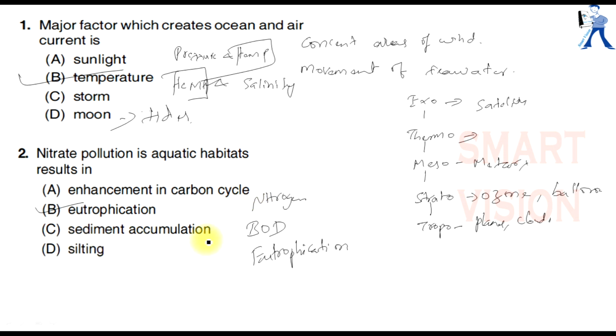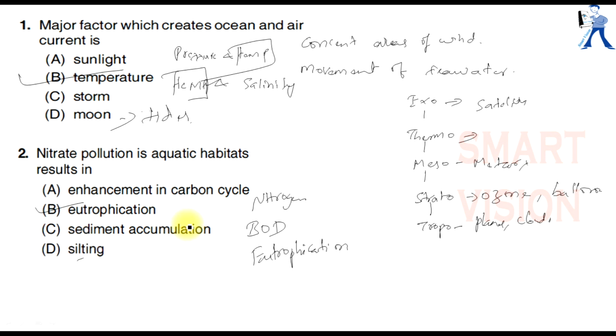Sediment accumulation and silting is a natural process: because of erosion and so on, the sand particles get deposited as sediment, and silt is the in-between part of the clay and the sand, so it should not be the answer for nitrate pollution. And why does eutrophication occur? The main reason is phosphate-containing detergents, fertilizers, sewage, etc.